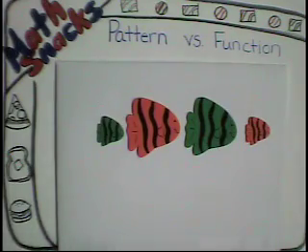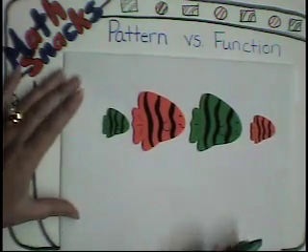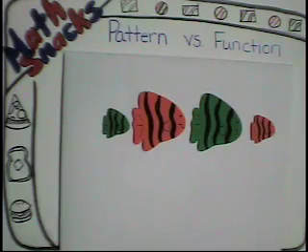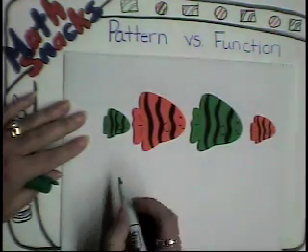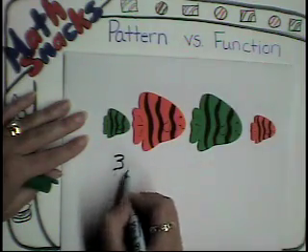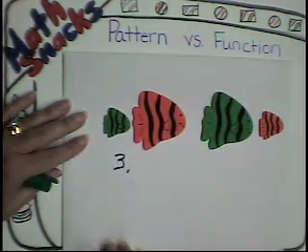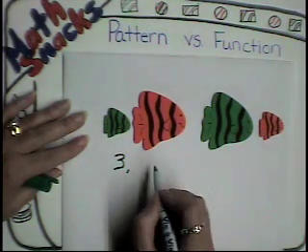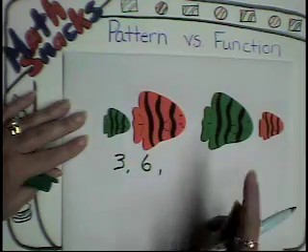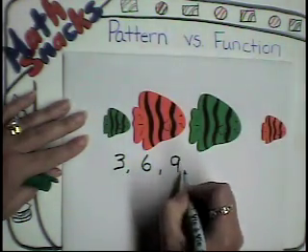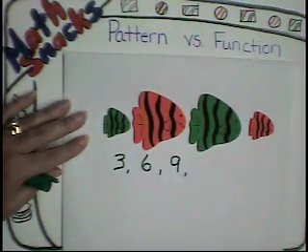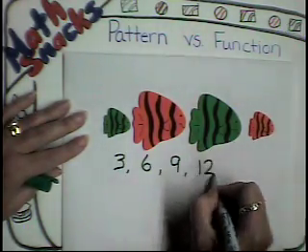Right. But the way I'm going to ask you to look at the pattern today is, let's go back to the stripes. How many stripes are on the first? Three. I see three. Okay. And if I said, now how many stripes do we have in all? Six. And how many in all now? Nine. And how many in all now? Twelve. Wow, this is easy. Yes, I get it. Good.